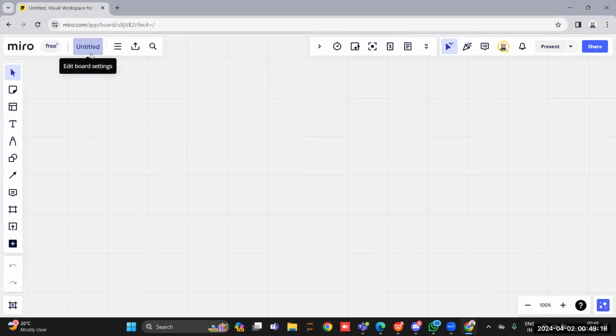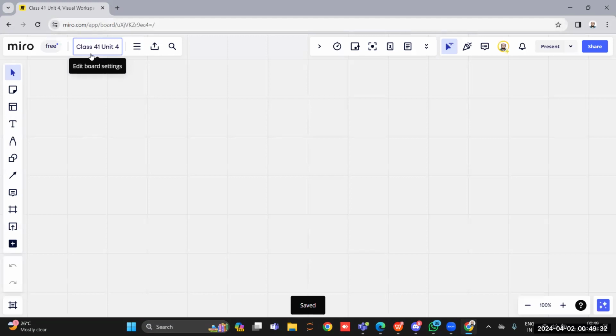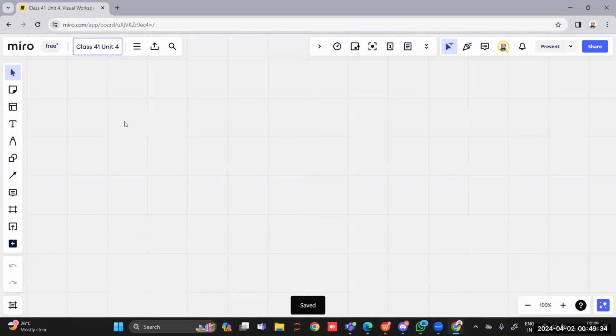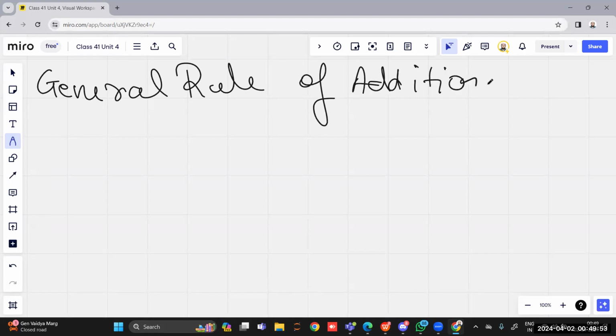Okay, so just a recap of yesterday. In Unit 4, we started with the concept of probability, and we saw the general rule of addition of two events. We'll revise it and then jump to our next topic. It can be used for many events also.